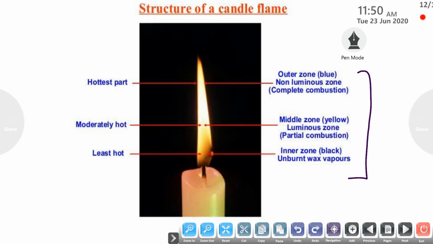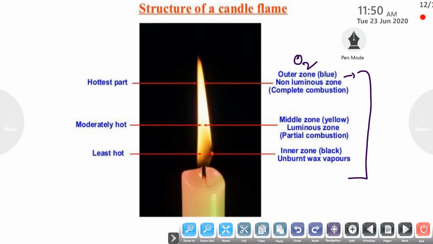The outer part, which is blue in color, is the zone of complete combustion. Here the complete supply of oxygen is there, so the complete combustion reaction takes place. It is also known as the non-luminous zone. It is the hottest part of the candle.